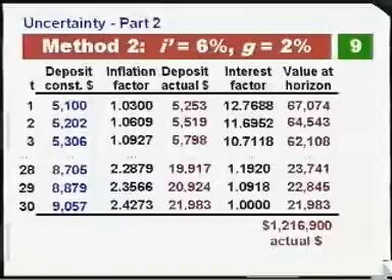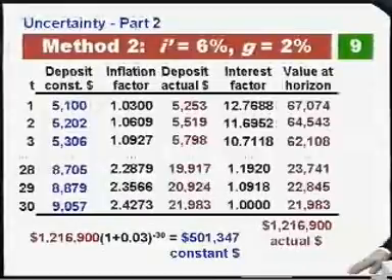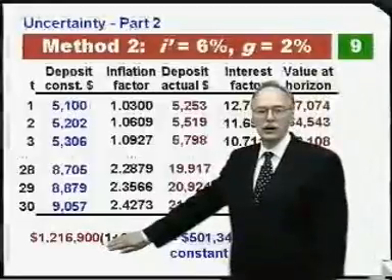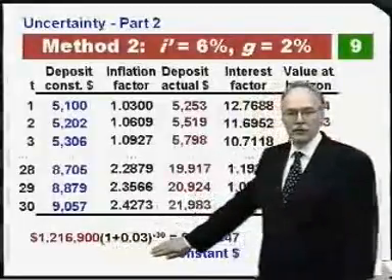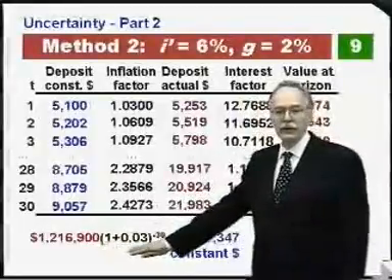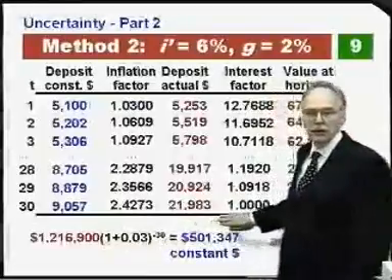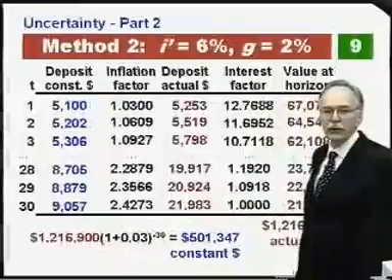We then sum the last column to give us our actual dollar accumulation, $1,216,900. And of course, we can convert that back to constant dollars. This is the actual dollar accumulation at time 30. What is it worth in constant dollars? Apply the inflation factor with a negative exponent, minus 30, to get the constant dollar amount a little more than $500,000.